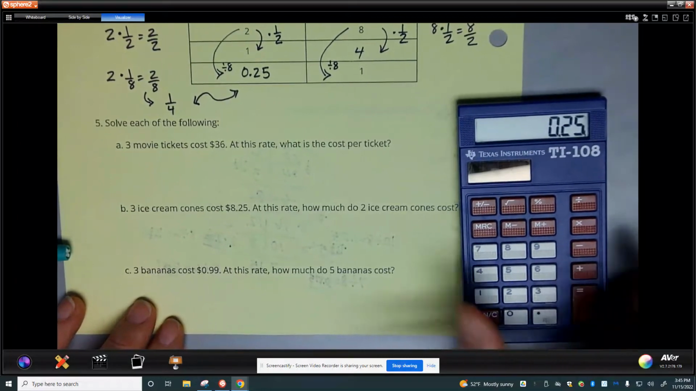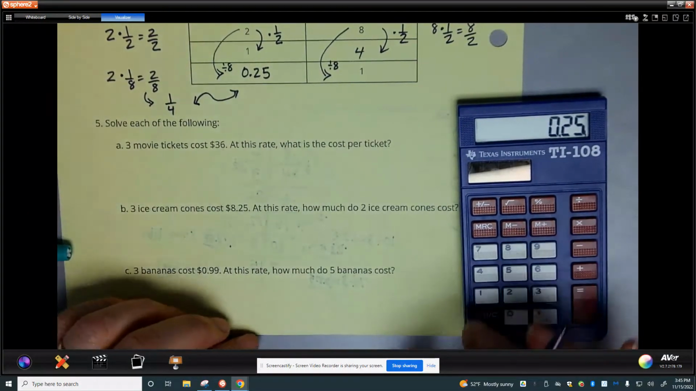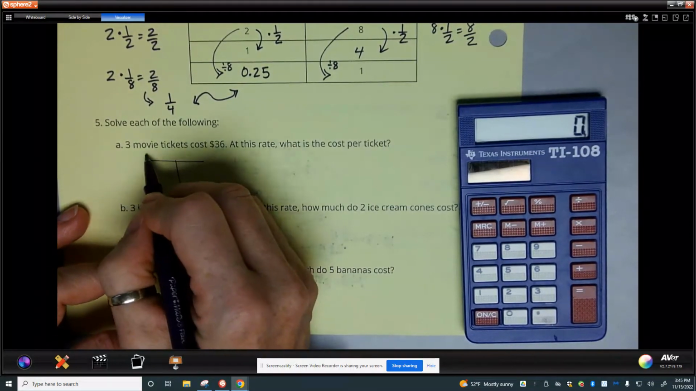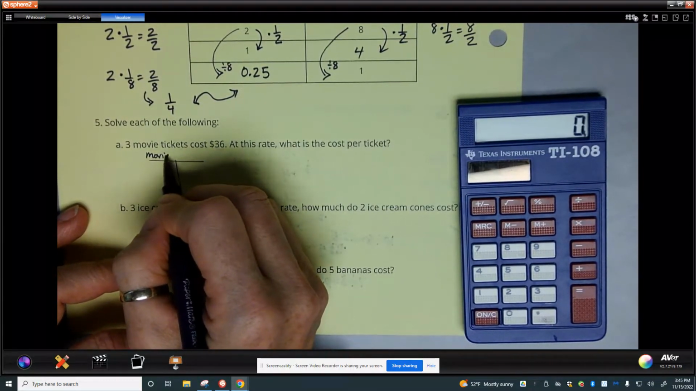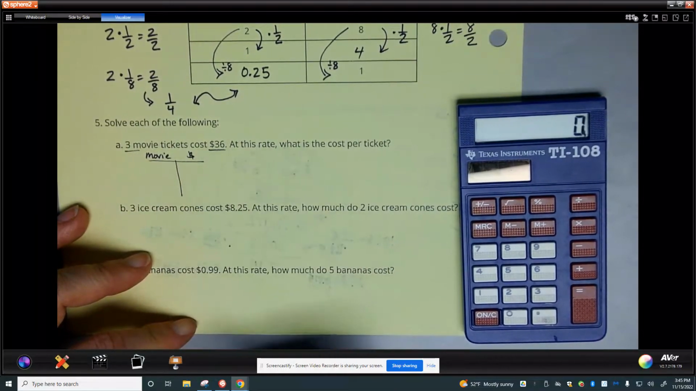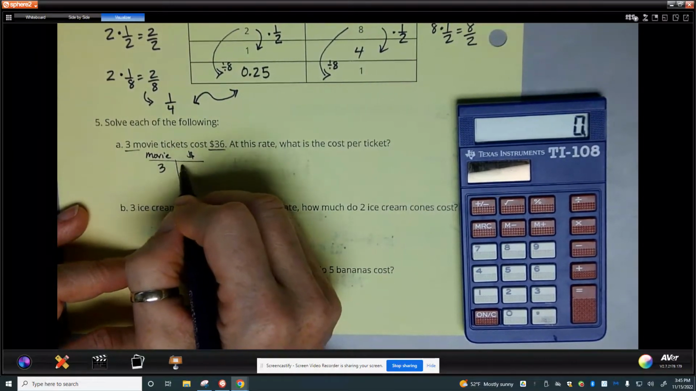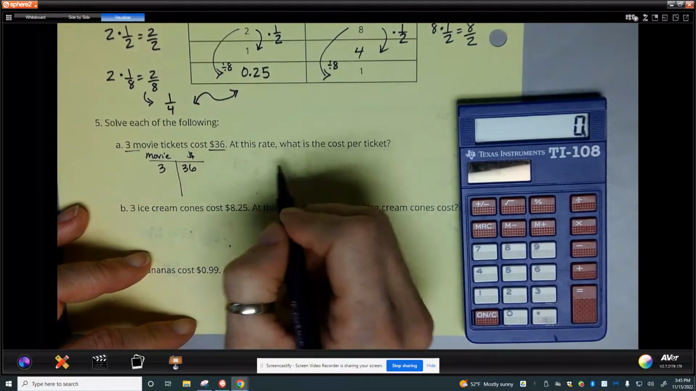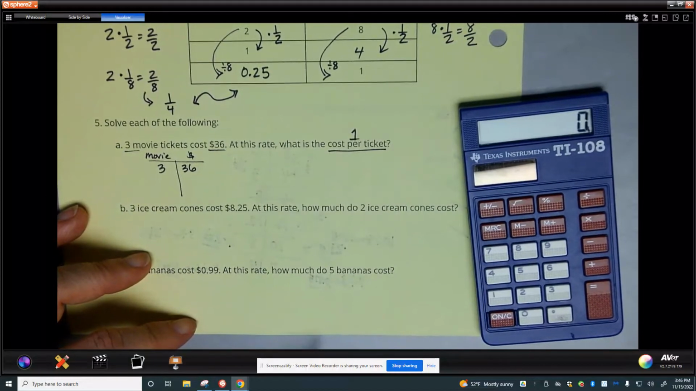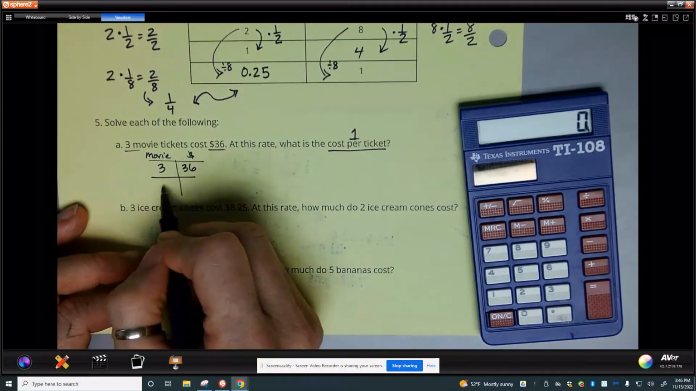Movie tickets. I like to do a table. You don't have to do a table. So I have movie tickets and I have money. I have 3 tickets for $36. So that's my ratio, 3 to 36.